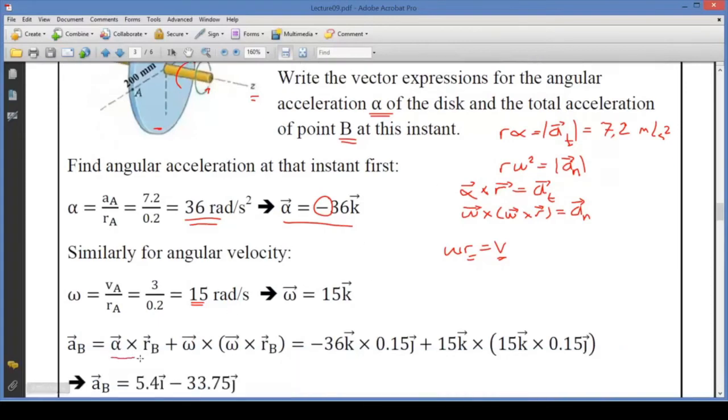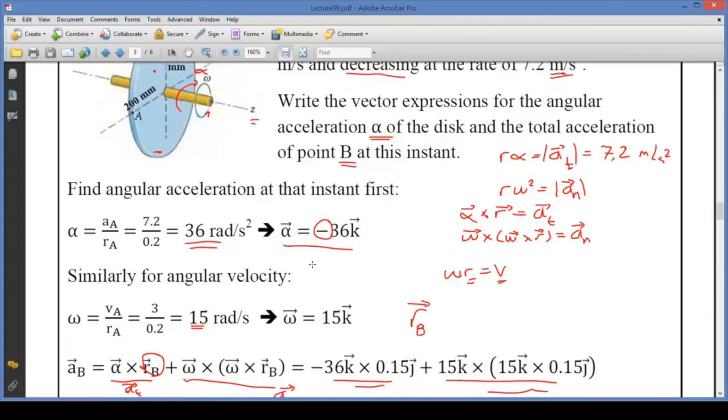This part is the tangential part of the acceleration vector. This part is the normal part. This is the a_n vector. And all you need to do is run these equations. But in order to run these equations, you need to also define the RB vector. The RB vector can be defined in a number of ways, but this is a vector at the end. You can use any coordinate frame.